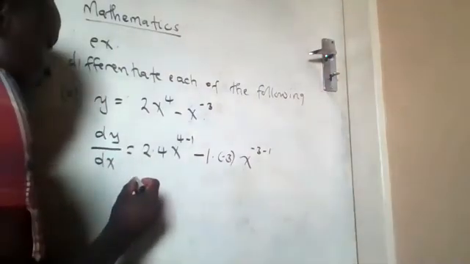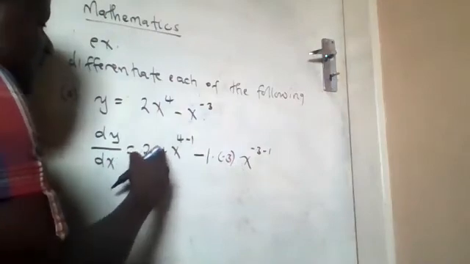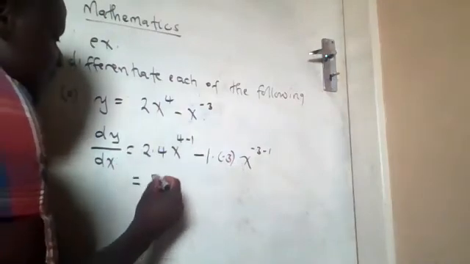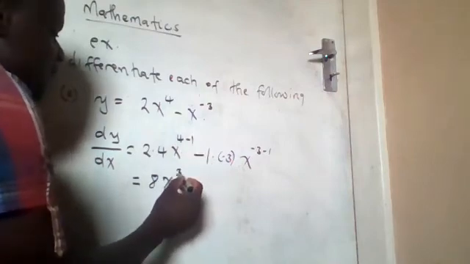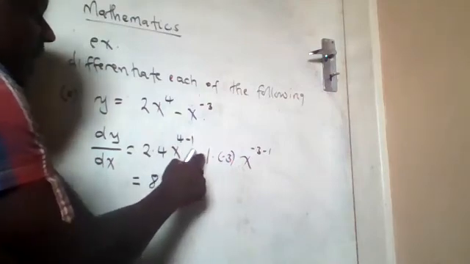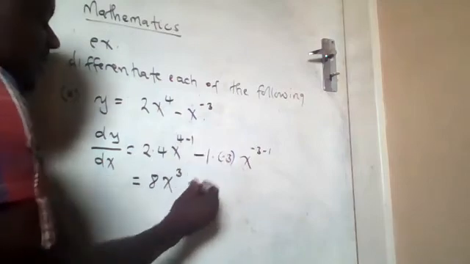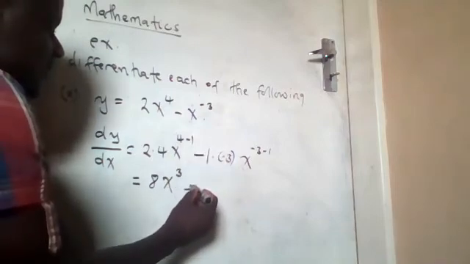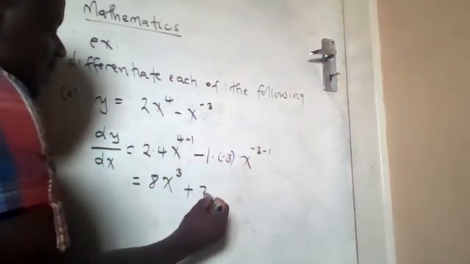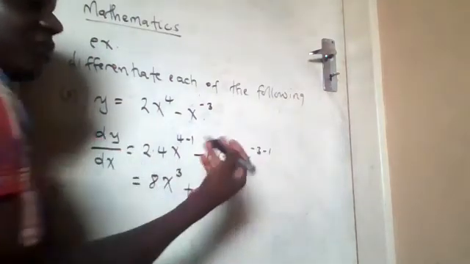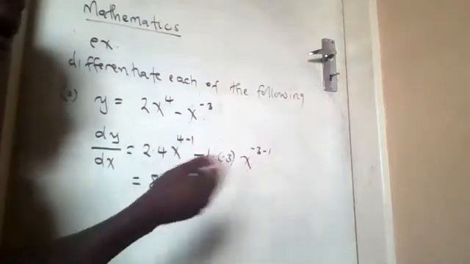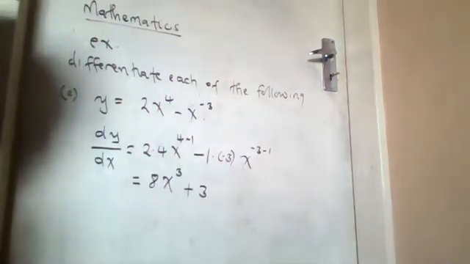So we are going to say that 2 times 4 gives us 8x. A 1 from 4 gets us 3. Now we are multiplying a negative and a negative, which will give us plus 3. Negative minus negative, we are adding on the same side.